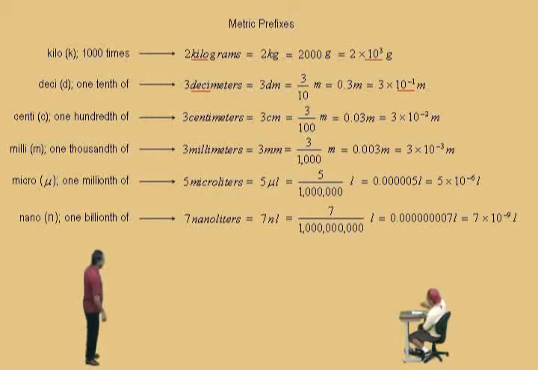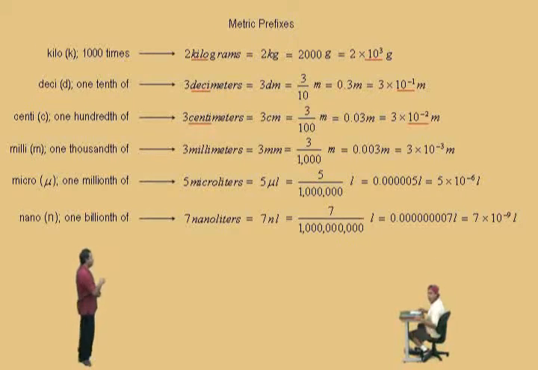Now, we look at centi. Centi means 1/100th of. Now, if we go over to the scientific notation, notice it's 3 times 10 to the negative 2 meters. That 10 to the negative 2 is 1 over 10 squared, which is 1/100th. And so that 10 to the negative 2 is representing the centi. That's why we have centimeters. And so 3 times 10 to the negative 2 meters is the same as saying 3 centimeters.